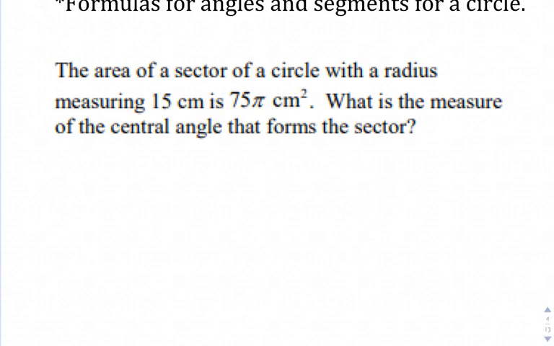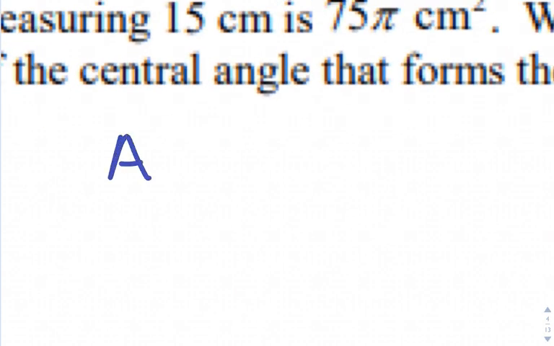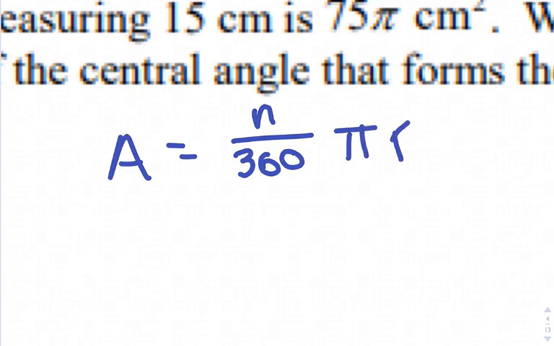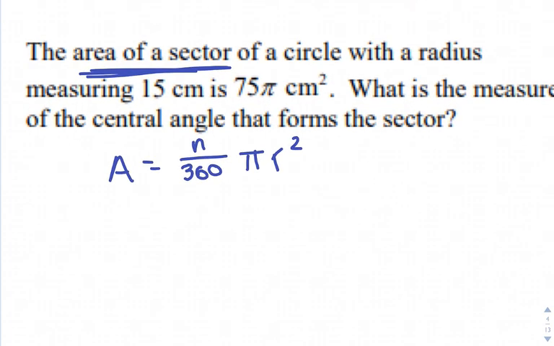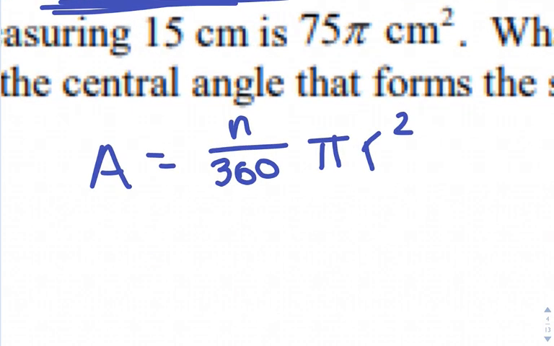So right away I see area of a sector. So I'm going to write down my formula. A equals n over 360 pi r squared. It wants to know what the measure of the central angle is. So in my formula, remember your angle is always n. So I'm going to put x there so I know that's what I'm solving for.